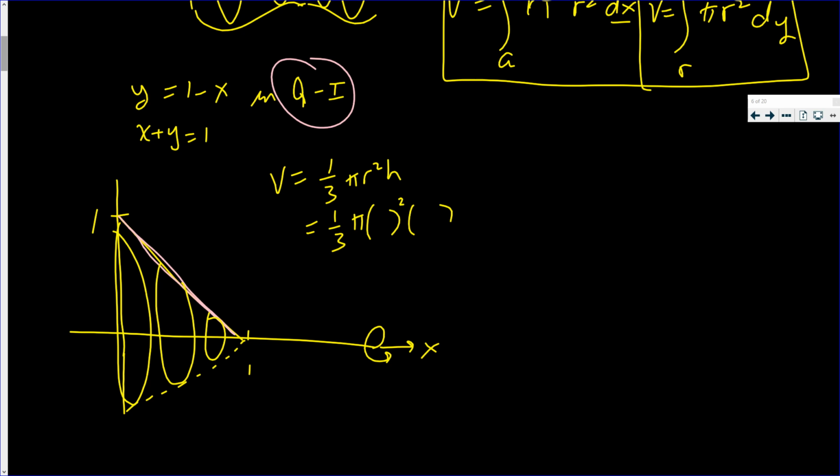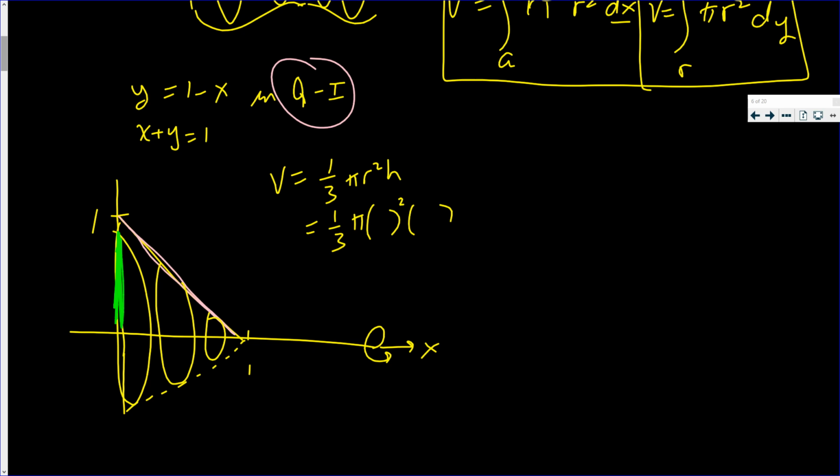Well, r is that distance. r is 1. The height of the cone is this distance. That's also 1. So the answer is pi over 3. And we didn't even have to use calculus.